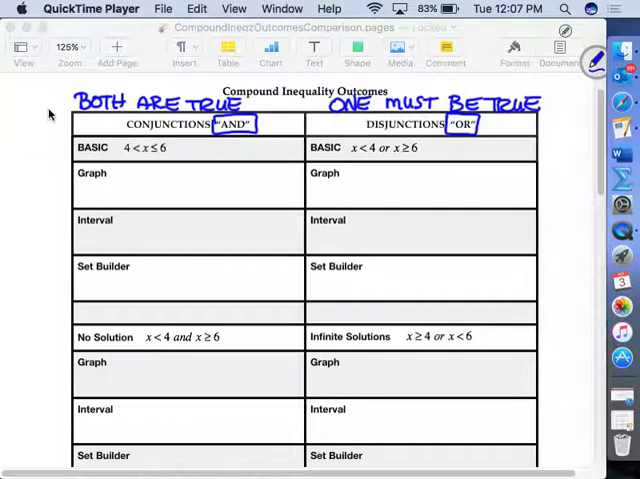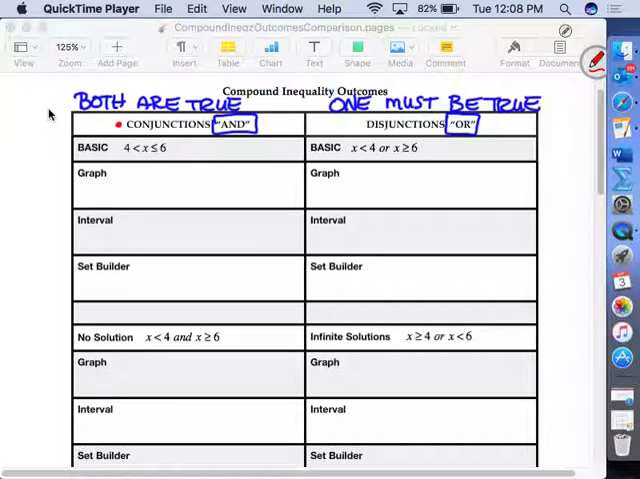Going to explain the basic compound inequalities. There are two types, the conjunction and the disjunction. The conjunction is associated with the word and, and the definition states that both conditions must be true, meaning that you're looking for a number that makes both conditions in the inequality true at the same time.